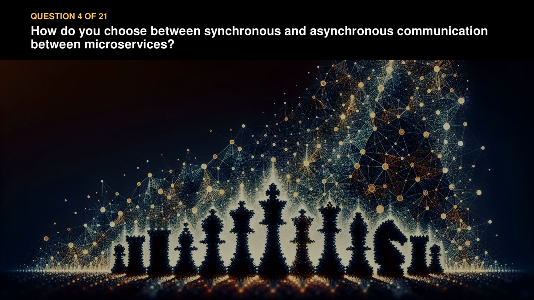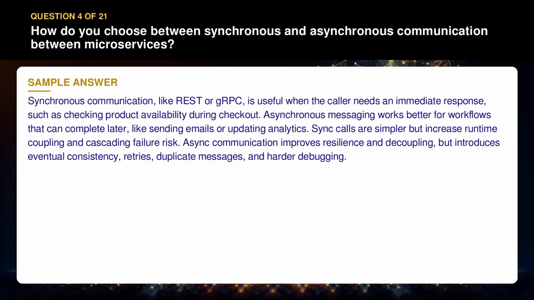Question 4. How do you choose between synchronous and asynchronous communication between microservices? Synchronous communication, like REST or gRPC, is useful when the caller needs an immediate response, such as checking product availability during checkout. Asynchronous messaging works better for workflows that can complete later, like sending emails or updating analytics.